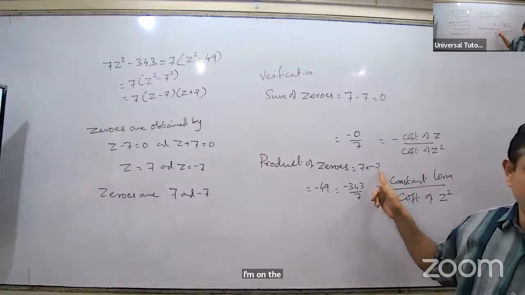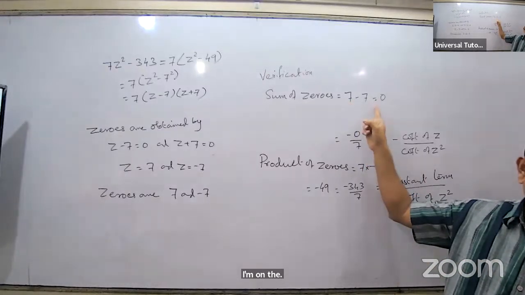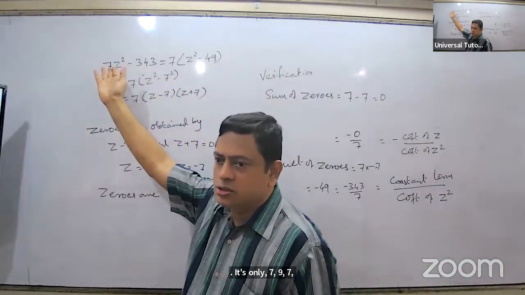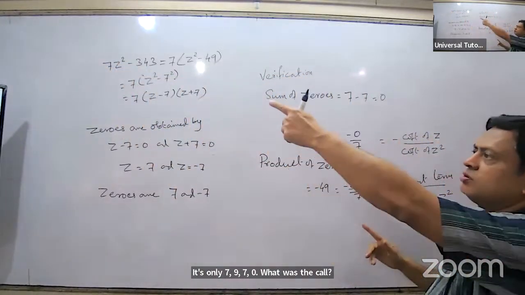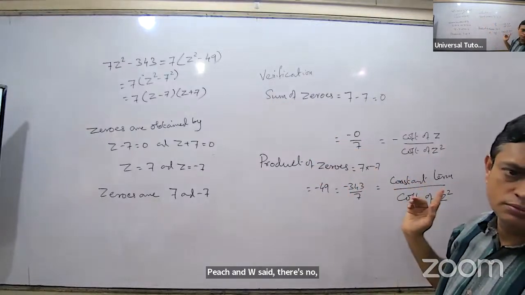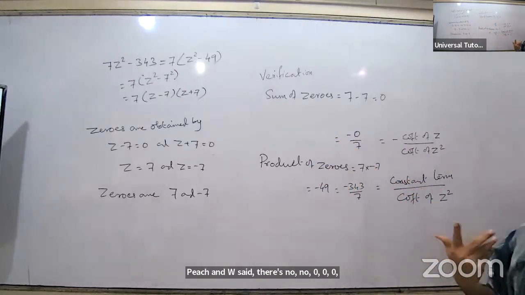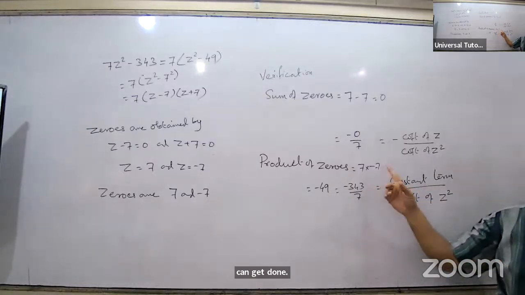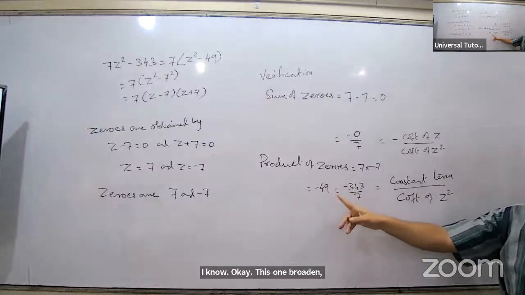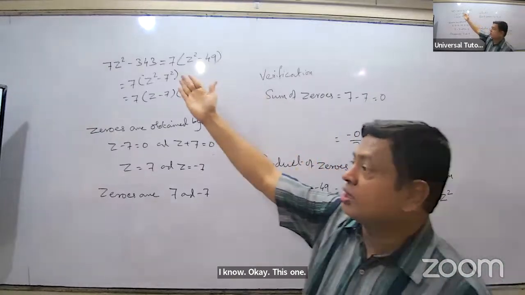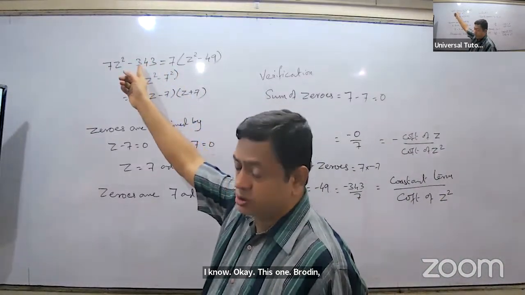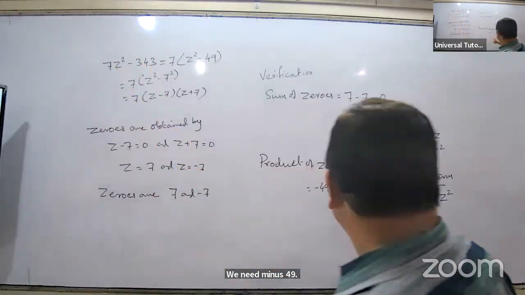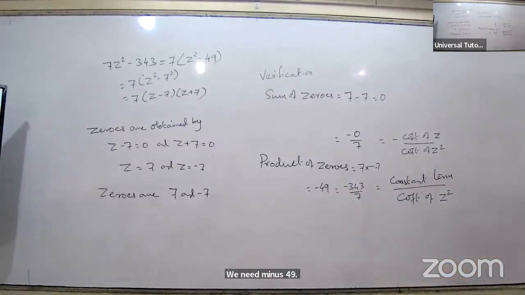Product is minus 49 now. This one you followed. Sum means 7 minus 7, 0. What was the coefficient of z? There is no z, so 0. So 0 upon the coefficient of z square, 7. 0 can be written as 0 by 7. And for the product, 7 into minus 7 is minus 49. We need the constant term, minus 343 upon 7. That's it. Check.